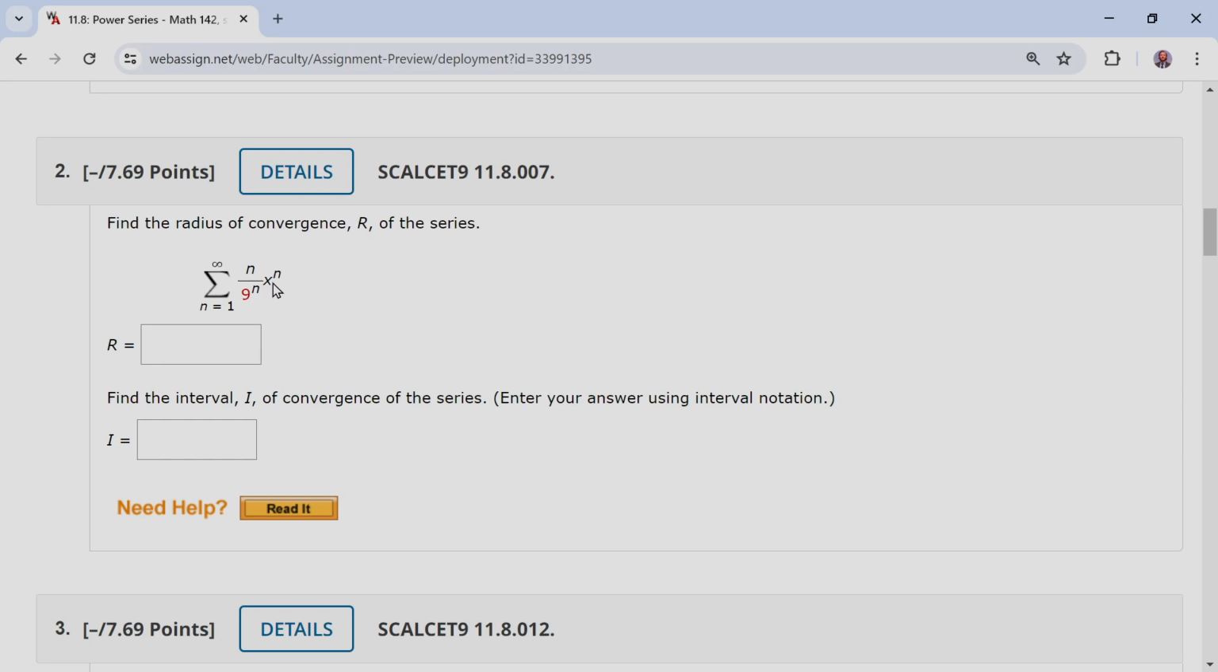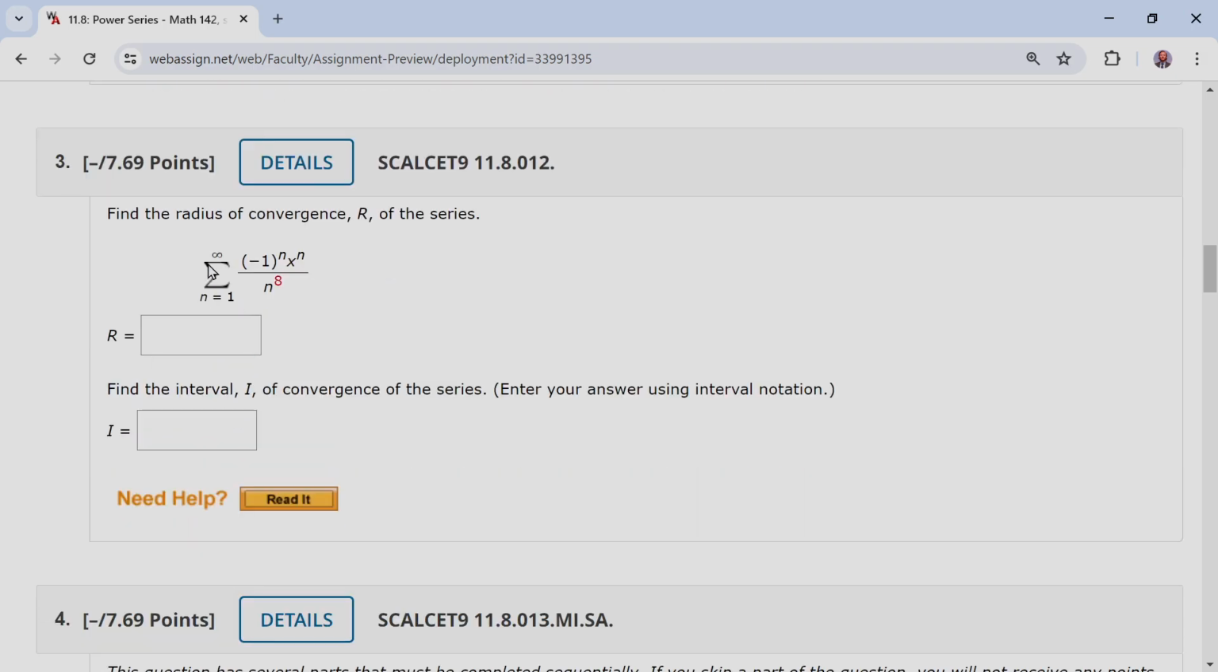Plug in x equals minus 9. The minus 9 upstairs and the 9 downstairs will cancel to leave you just a minus 1 upstairs, and minus 1 to the n, that is, and you have an alternating series. Does that alternating series converge? In fact, no, because the power of n is upstairs, and so you'll get divergence at x equals minus 9. Plug in x equals 9. The 9 to the n and the 9 to the n will cancel, and then you'll just be summing up n, but summing up n will diverge as well. So here, neither endpoint is going to be included.